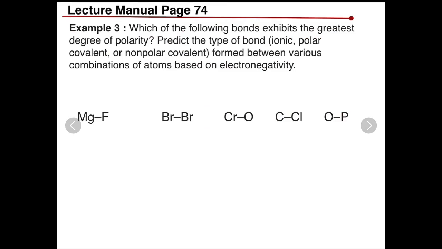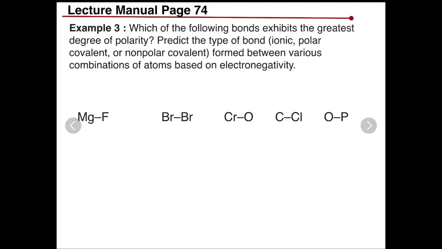All right, so I have an example here. We are going to use the EN value to predict the type of bond for all of these. We're also going to look at which one has the greatest degree of polarity, which means the biggest difference between the EN values of the two atoms. And we are going to list out what type of bond each one is.